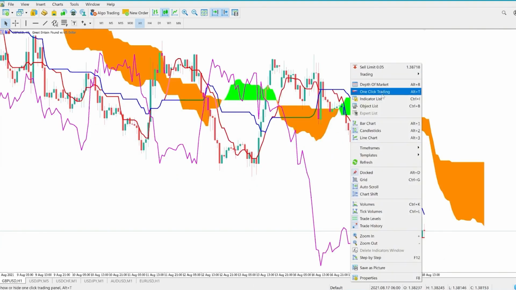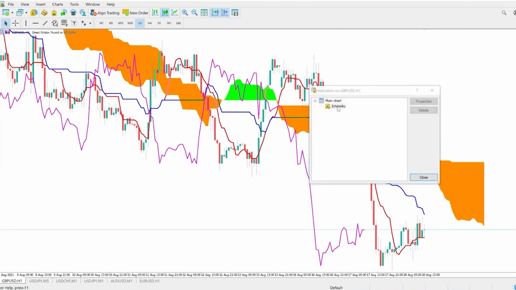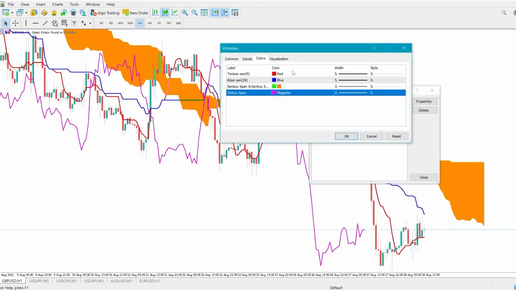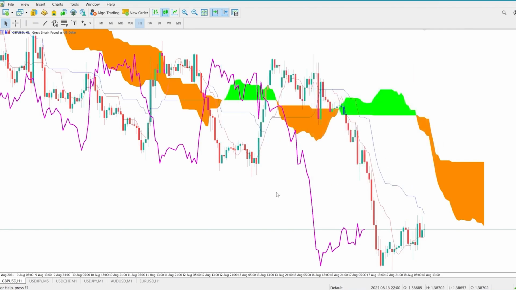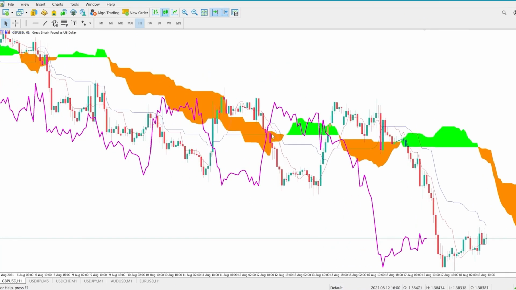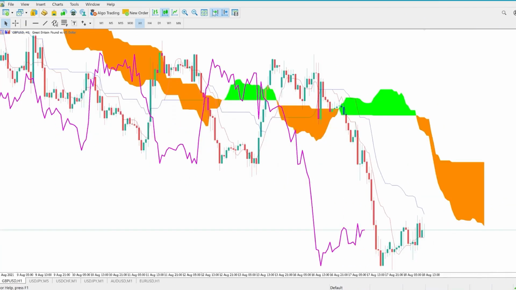Now, if you allow me, I'll bring back the Ichimoku indicator to continue our explanation. To make it clearer, I'll reduce the thickness of the Tenkan-sen and Kijun-sen lines so the Chiku span is more visible. The first thing to discuss is the behavior of the Chiku span in relation to other components.